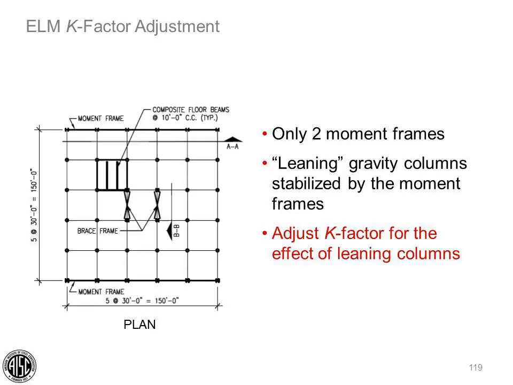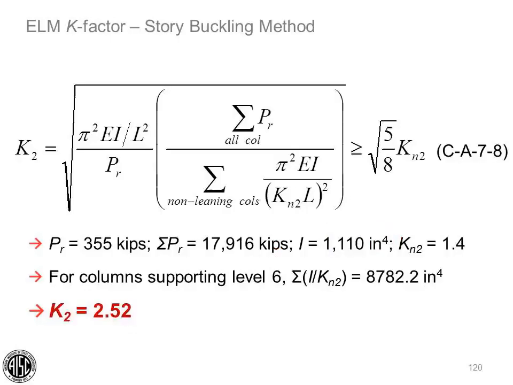The AISC specification commentary has some good discussion on this and also provides some methods for adjusting the K factors for different situations, including adjustments for the effect of leaning columns. So here we're adjusting the K factor of 1.4 that we previously calculated. We're using the story buckling method approach found in the AISC commentary. When accounting for the leaning columns, the K factor is now 2.52 instead of 1.4. Therefore, you can see that the leaning columns have a significant effect on the capacity of the moment frame.